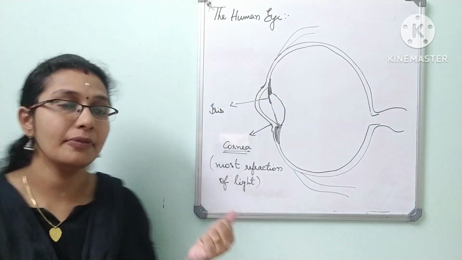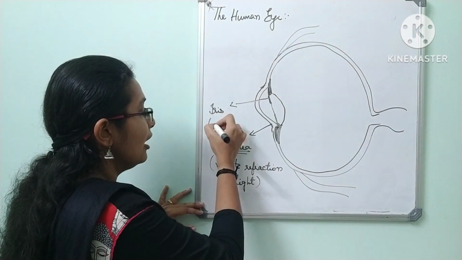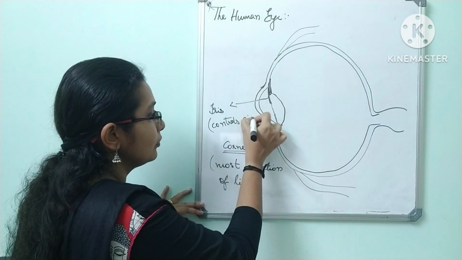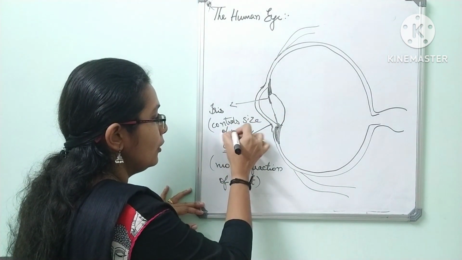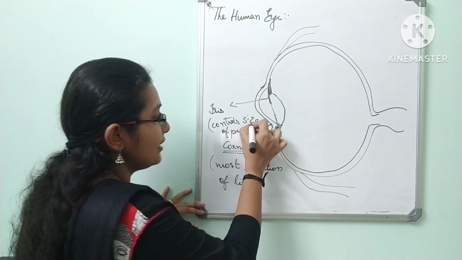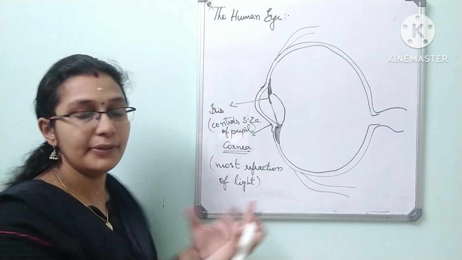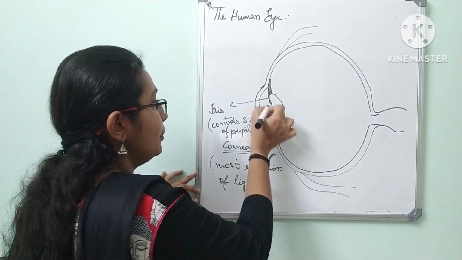So what is the function of this iris? It controls the size of the pupil. So the iris controls the size of the pupil. We'll come to know what the pupil is. Next we are going to see about the pupil.